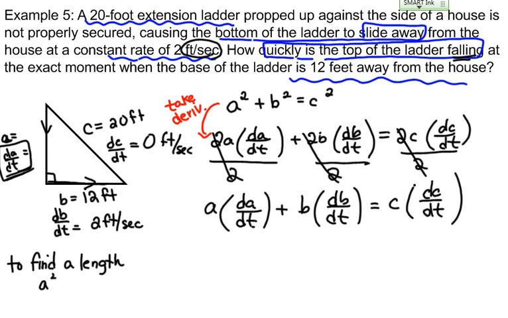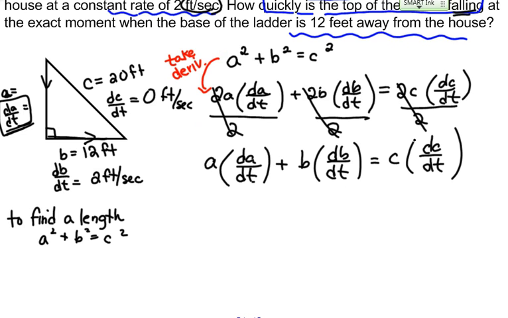So we're just going to use our basic a squared plus b squared is equal to c squared. We do know b and c. So a squared plus 12 squared is equal to 20 squared.